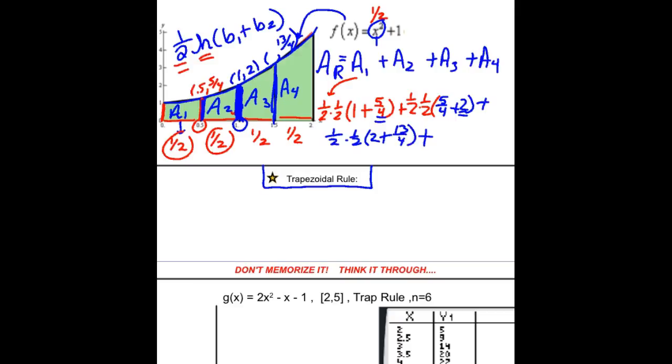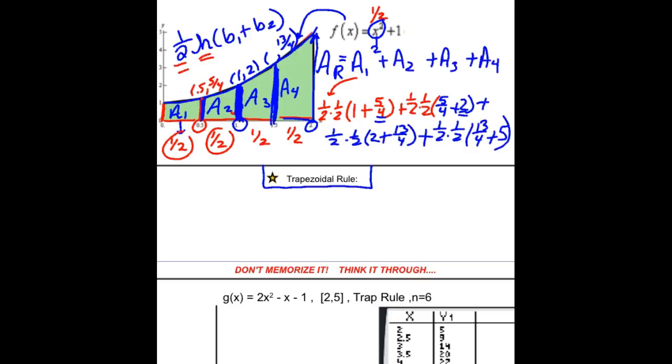And finally, trapezoid number 4 is 1/2 of its height times the sum of its bases. It shared this one with trapezoid 3, so it's 13/4, plus this one, which would be what I get when I put a 2 into the function. So 2 squared plus 1 is 5.